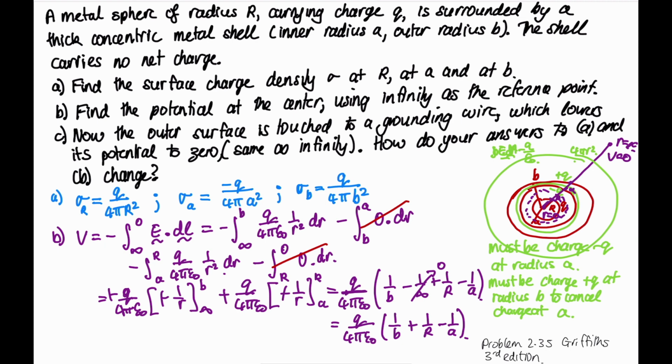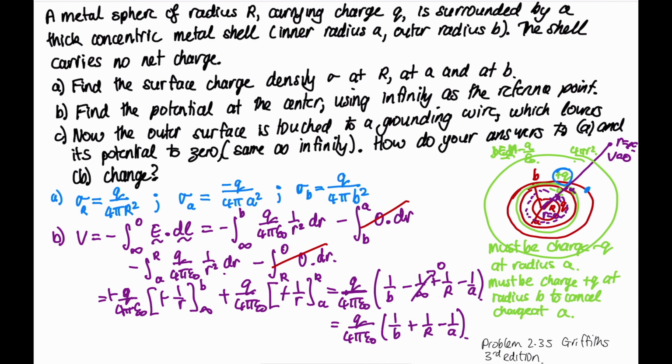Okay, we're running out of space, but part C says now the outer surface is touched to a grounding wire, which lowers its potential to 0, same as infinity. How does your answer to A and B change? Okay, so when we touch this surface here to Earth, it gets rid of this charge plus Q here.